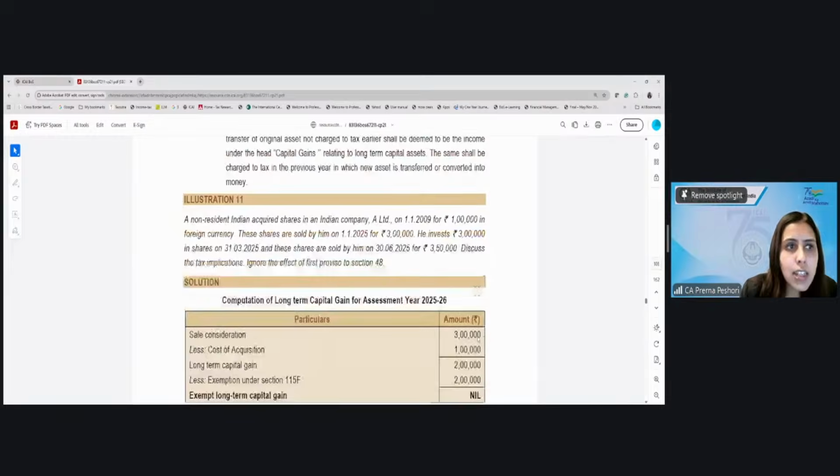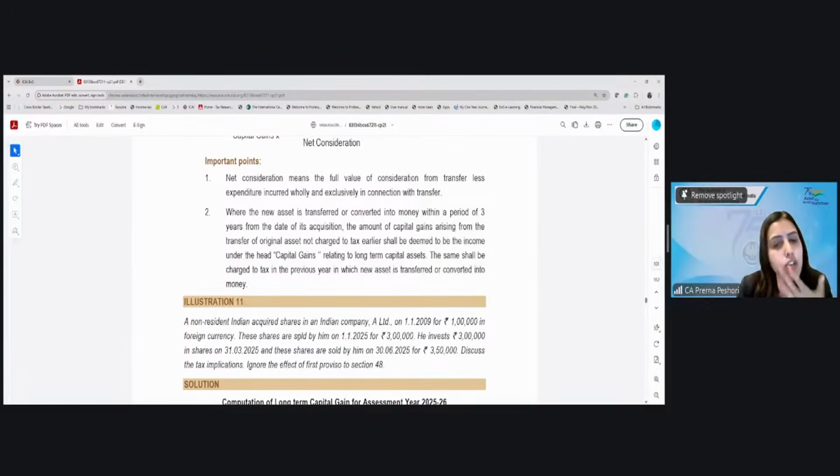Let us look at another example. An NRI acquires shares in an Indian company A Limited on 1/1/2009 for 1 lakh in foreign currency. These shares are sold by him on 1st January 25 for 3 lakh. He invests 3 lakh in shares on 31st March 2025 and these shares are sold by him on 30th June 2025 for 3 lakh 50. Discuss the tax implication. Ignore the effect of first proviso to 48.